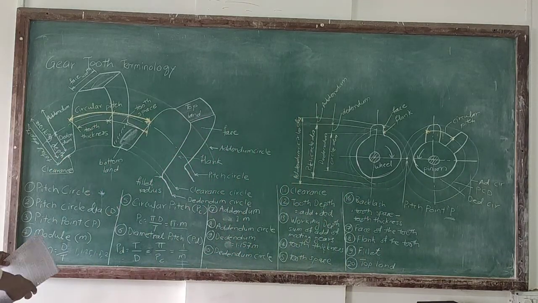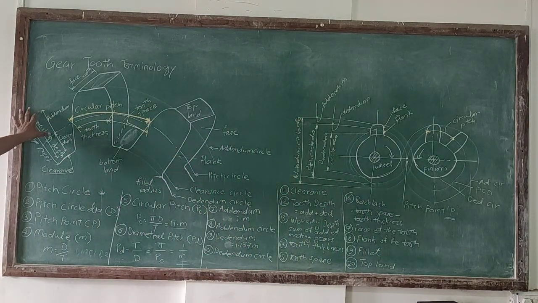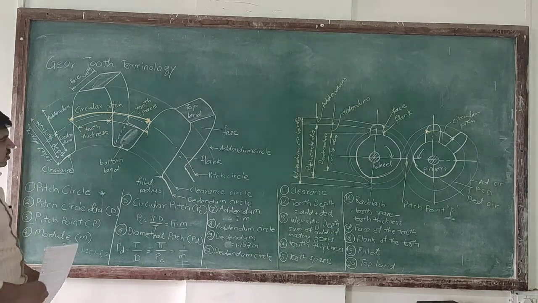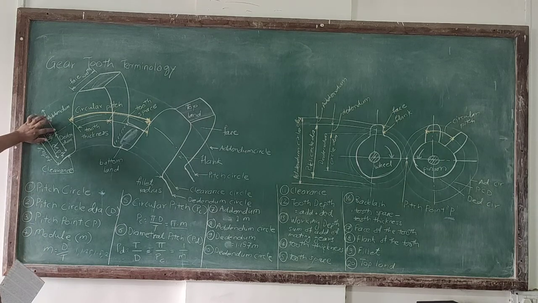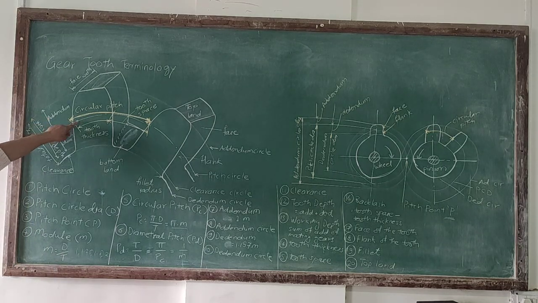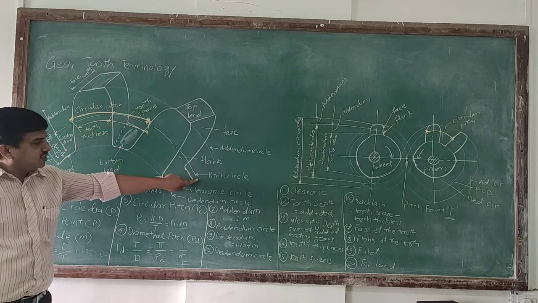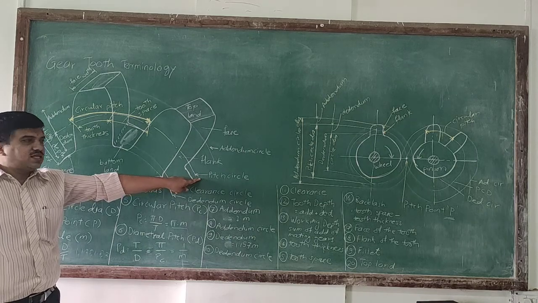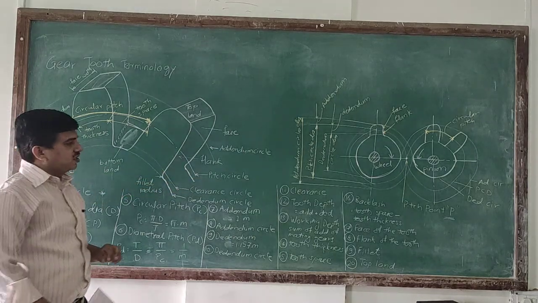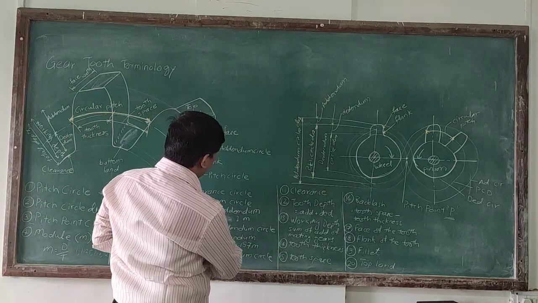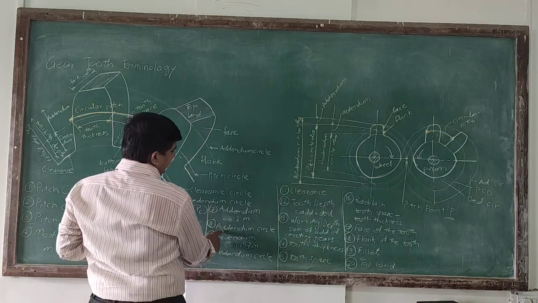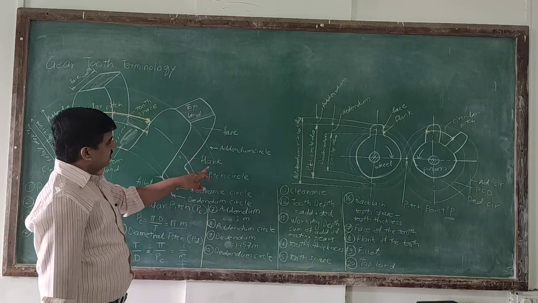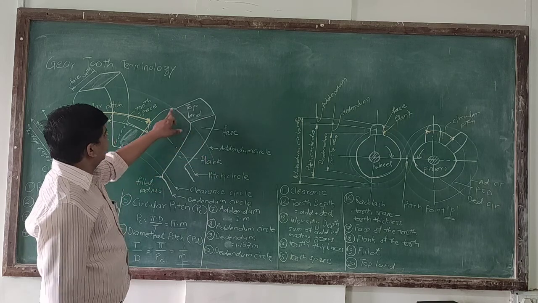Next is addendum. You can see this portion is nothing but the addendum. Now you are aware what this is? This is the pitch circle, isn't it? Then one more circle we have drawn. Let us cover that over here only. Addendum circle. This is nothing but the addendum circle.